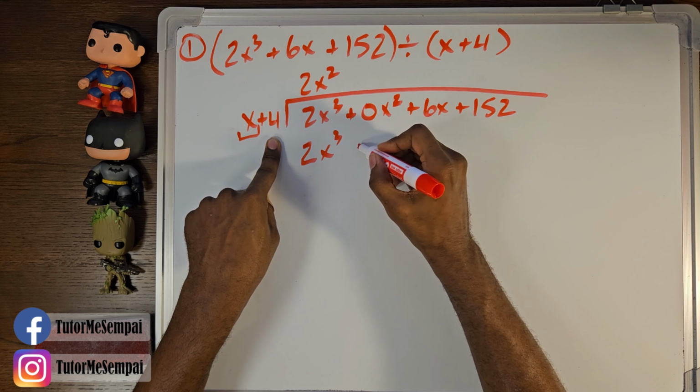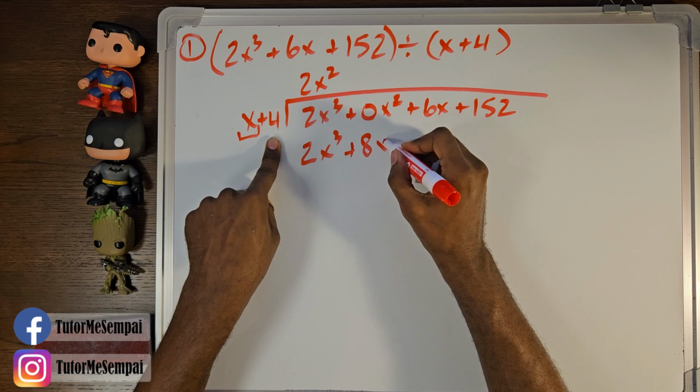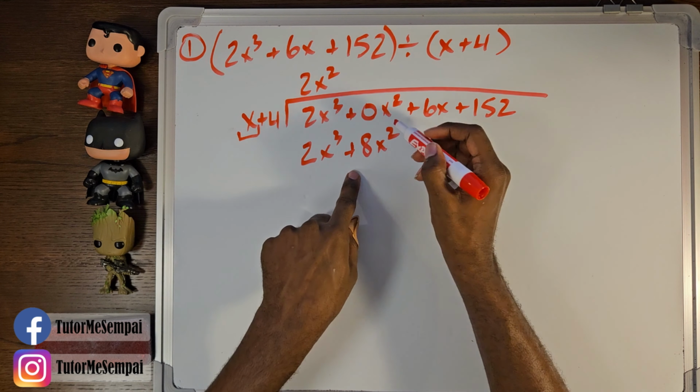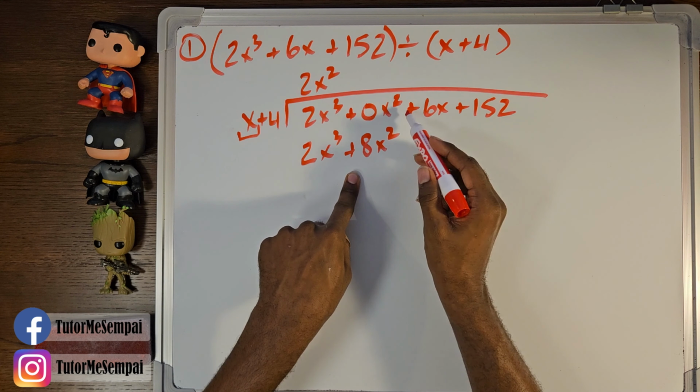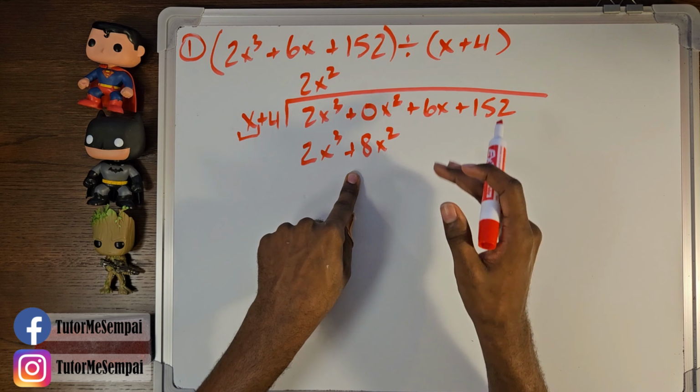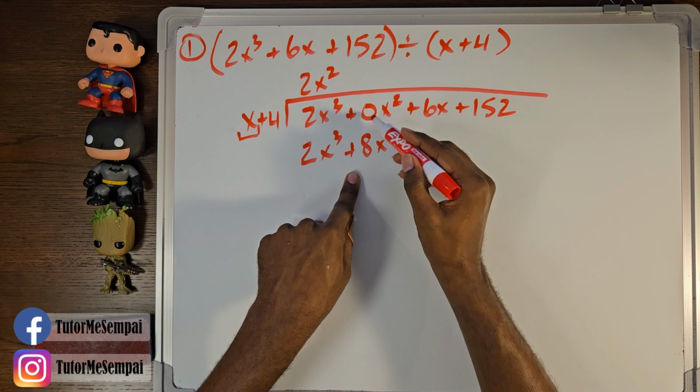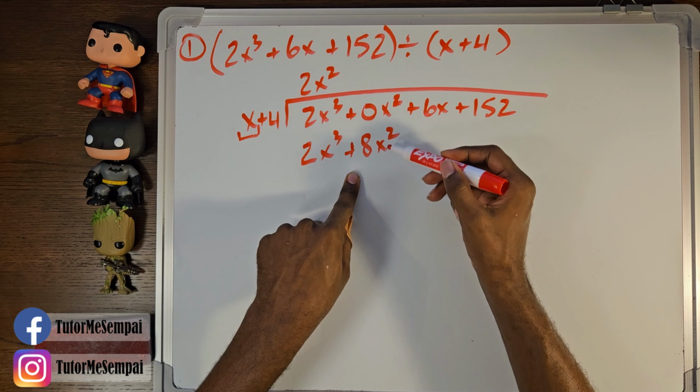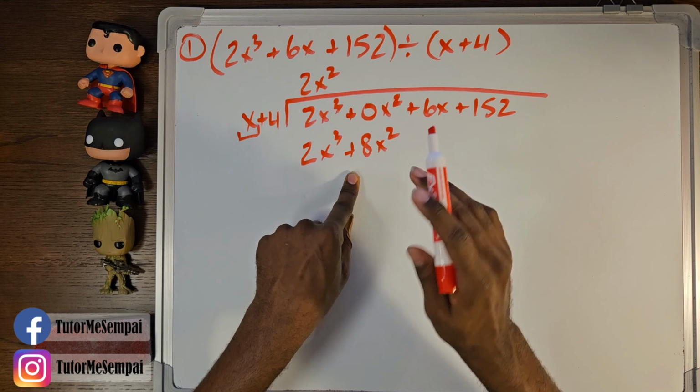Well, you're going to get a positive 8x squared. Now you see why I had that placeholder here. Because if you didn't, you'll be putting it under 6x. And I don't want you to get confused when you're trying to do some more math later. This allows us to keep things consistent so you see where they're going and you don't get confused.